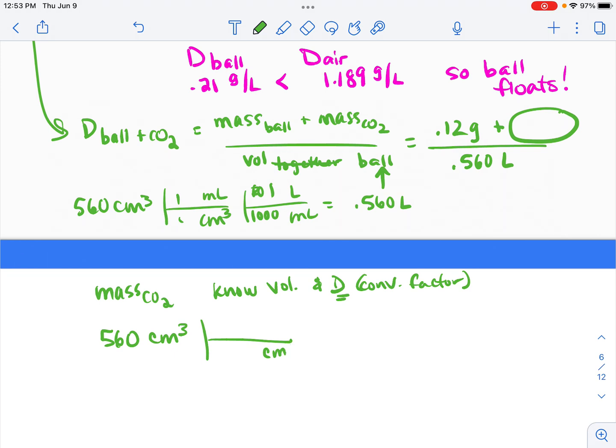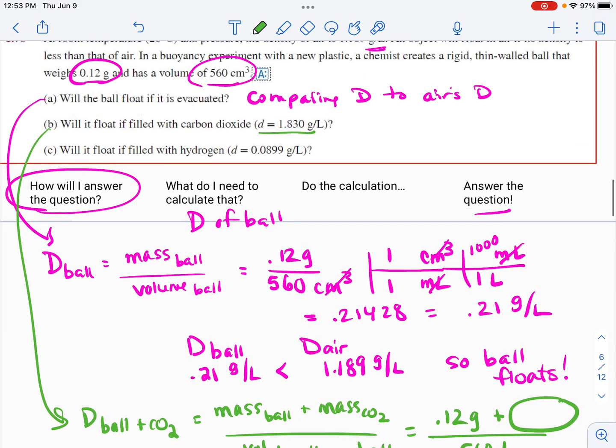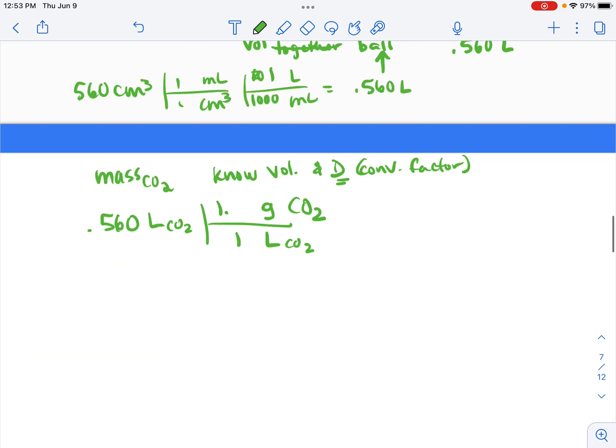Actually, let's come back and change this. Since I already know that this is 0.560 liters, I'm going to just make this liters to grams of CO2. And this is all about the CO2 now, even though it's in that container. This was 1.830 grams. So notice that the density can be used as a conversion factor. And I find that this is now 1.0248 grams of CO2. Technically, I have two significant figures.